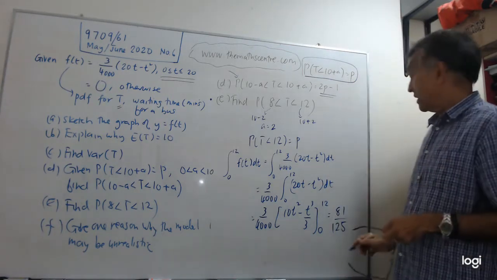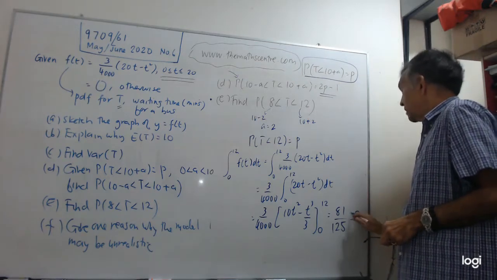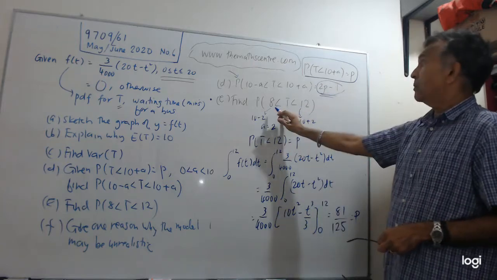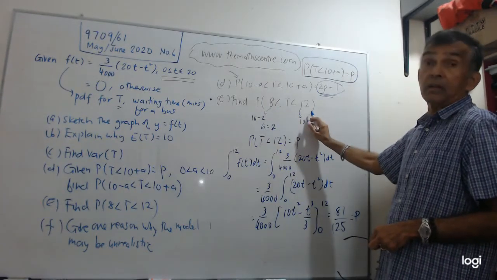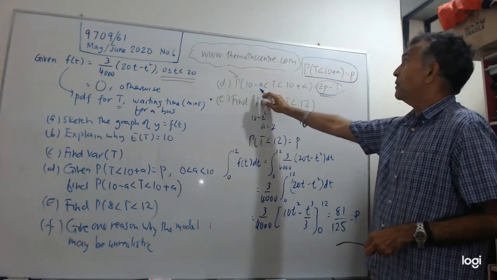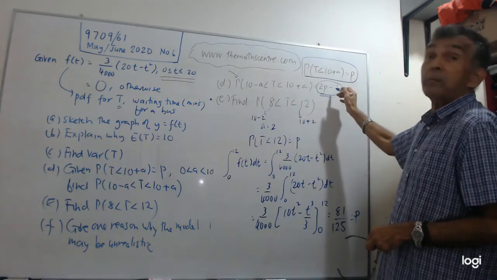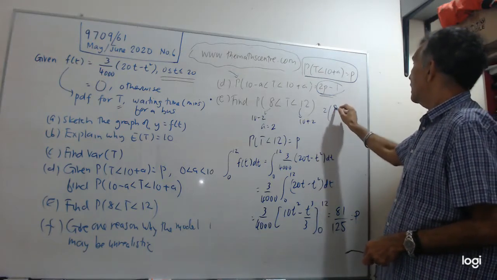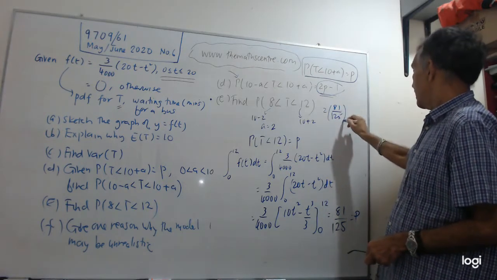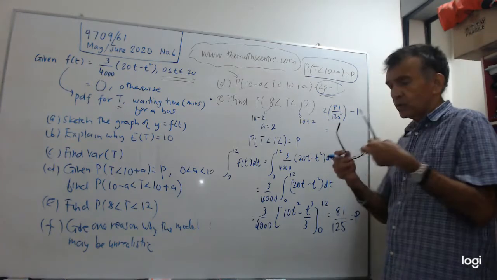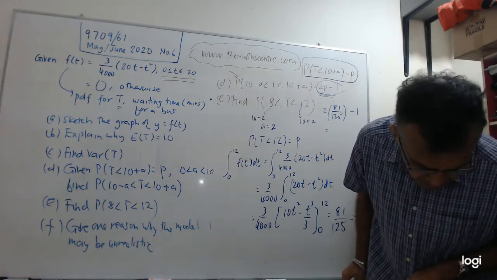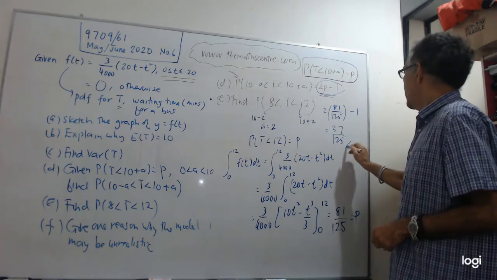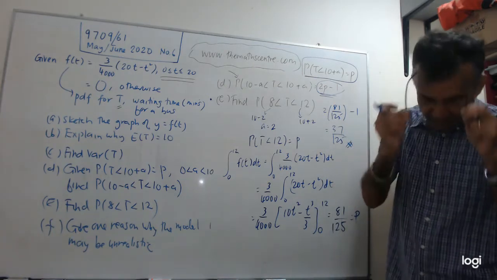And that is p. What do I want? I want 2p minus 1, correct? I want the probability that t lies between 8 and 12, which is between 10 minus a and 10 plus a, so I need 2p minus 1. I already have the value for p. So all I have to do is take 81 over 125 times 2 minus 1, and if you use a calculator, you will get 37 over 125. And that's your answer.